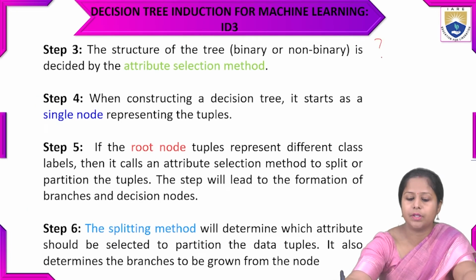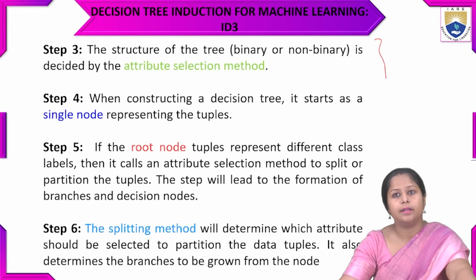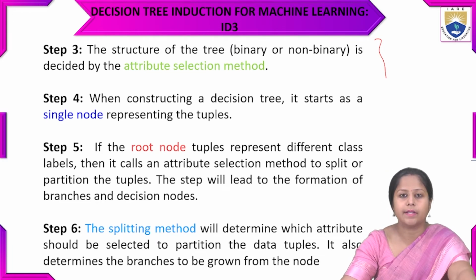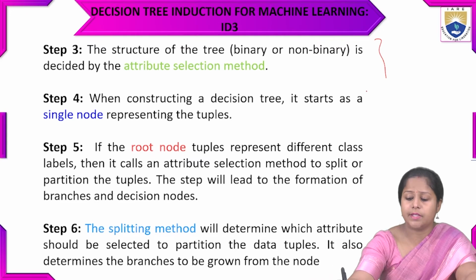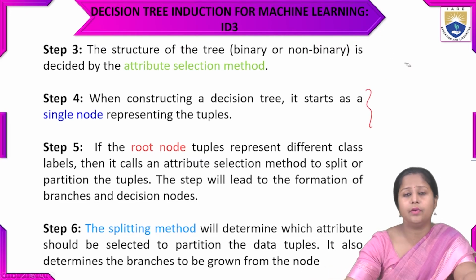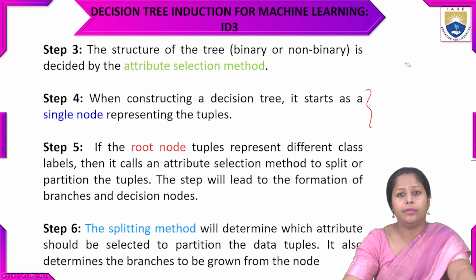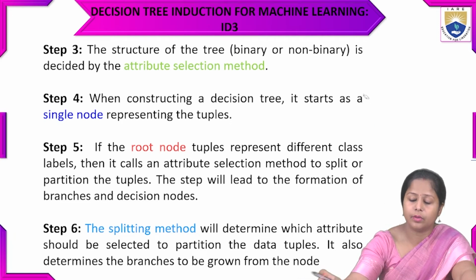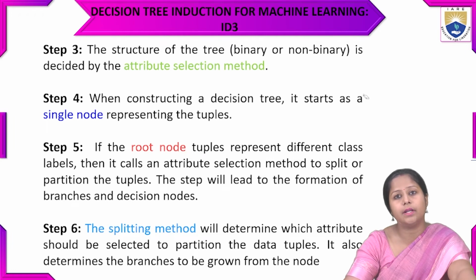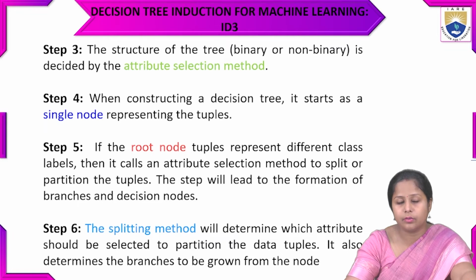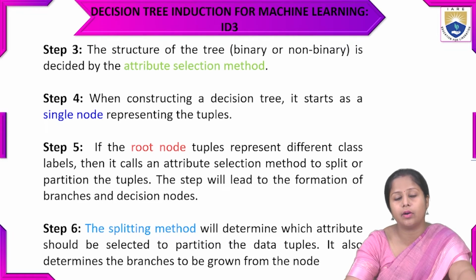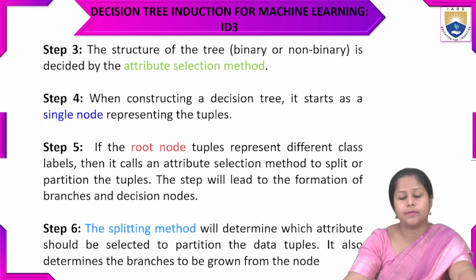Step 3. In step 3, the structure of the tree, whether binary or non-binary, is determined by the attribute selection method. In step 4 of the decision tree construction, when constructing a decision tree, it starts as a single node. One single node will represent the tuples. That is called the root node, and on the basis of that the other branches will be constructed.